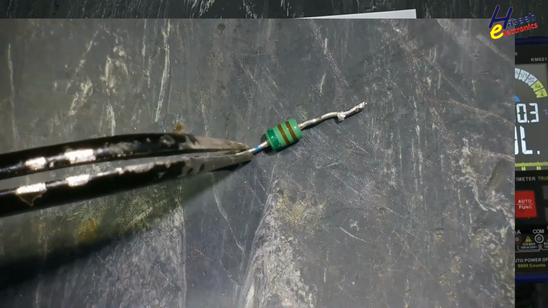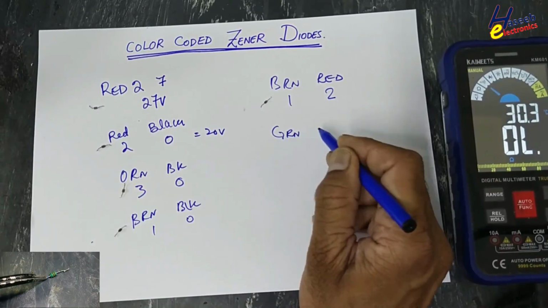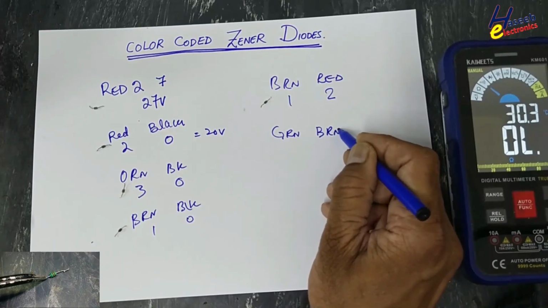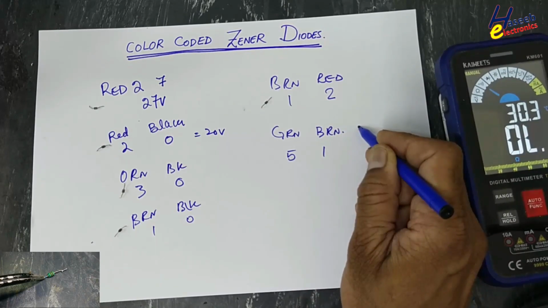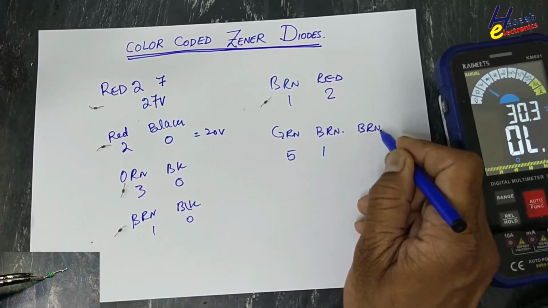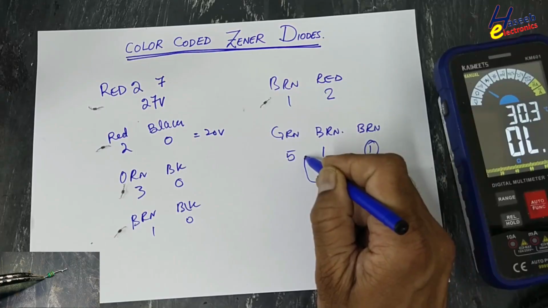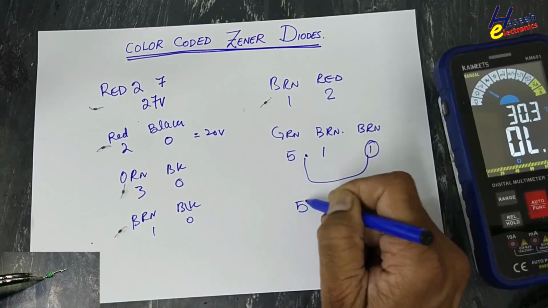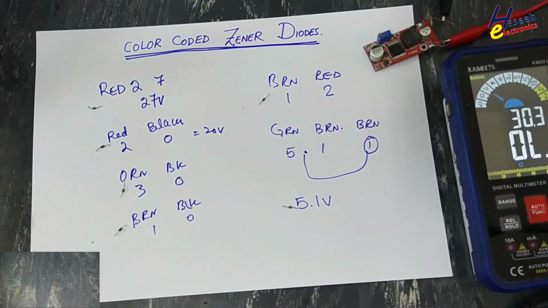In 3 band marking, green, brown, 5 1, and the last number, brown, 1, is the decimal point here, so 5.1 volt. Now we will use the power supply.